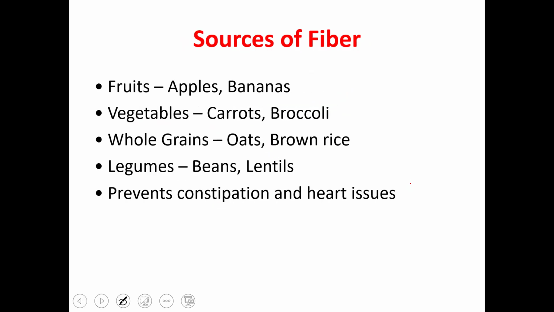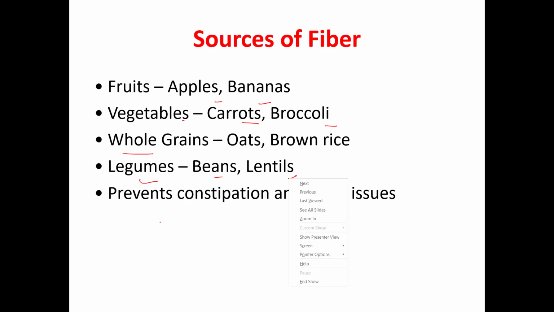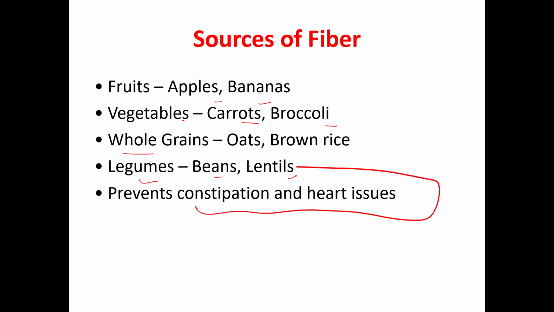Now come to the sources of fiber. Fruits like apple and banana, green vegetables, carrot, broccoli, whole grain, oats, brown rice, legumes, beans, lentils. They prevent constipation and heart issues. So fiber is indigestible, but it's the most important component of our diet.